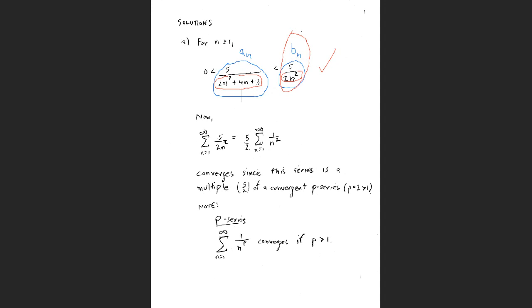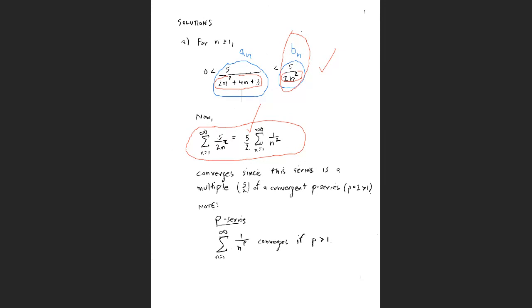That's what you have to do with the comparison test. You have to come up with a good sequence that you can compare the tough sequence to. Why do I like this sequence? Let's take a look at the series from n equals 1 to infinity of 5 over 2n squared. We know the constant 5/2 can be factored out in front, which gives 5/2 times the series n equals 1 to infinity of 1 over n squared.